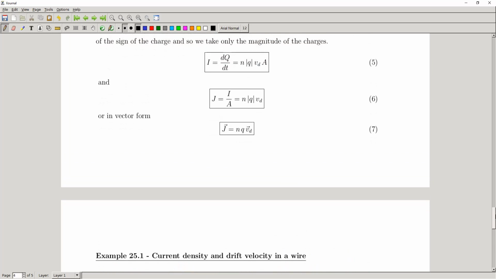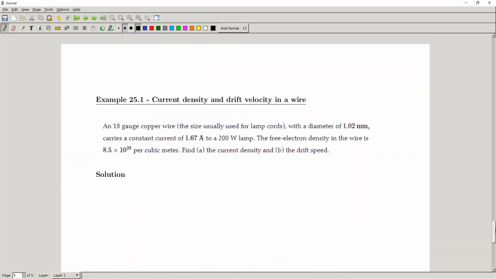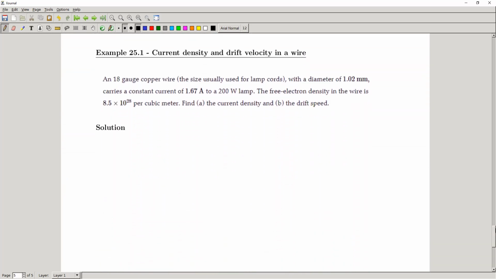So those are the three equations we generated. Let's now take a look at a quick example of how we might use these, and this one example will finish up the video for us here, and we'll move on to the next one.